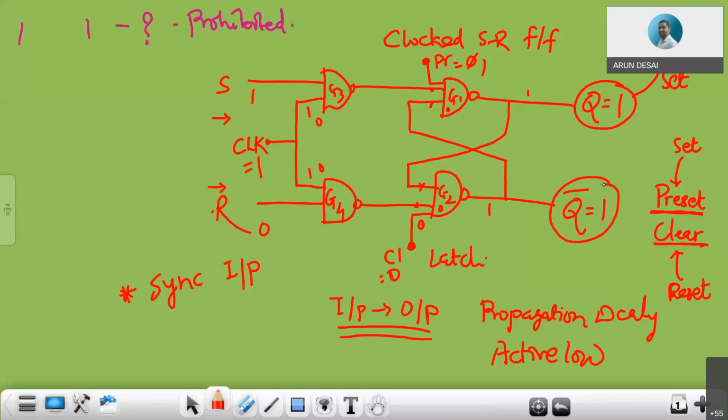If Q bar is 1, that means Q equals 0. This is the reset state, right? Those are called asynchronous inputs, right? Preset and clear.